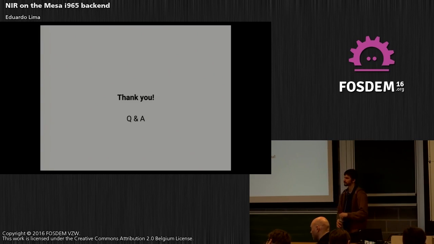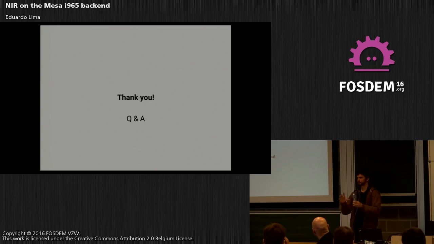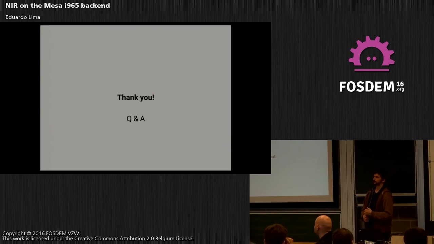So I have a follow-up question. Are there any plans to remove the intermediate layer and generate the NIR directly from GLSL? Let me repeat the question. The question here is if there are plans to remove the GLSL intermediate representation from the equation, so that we transform directly from the shader to NIR.